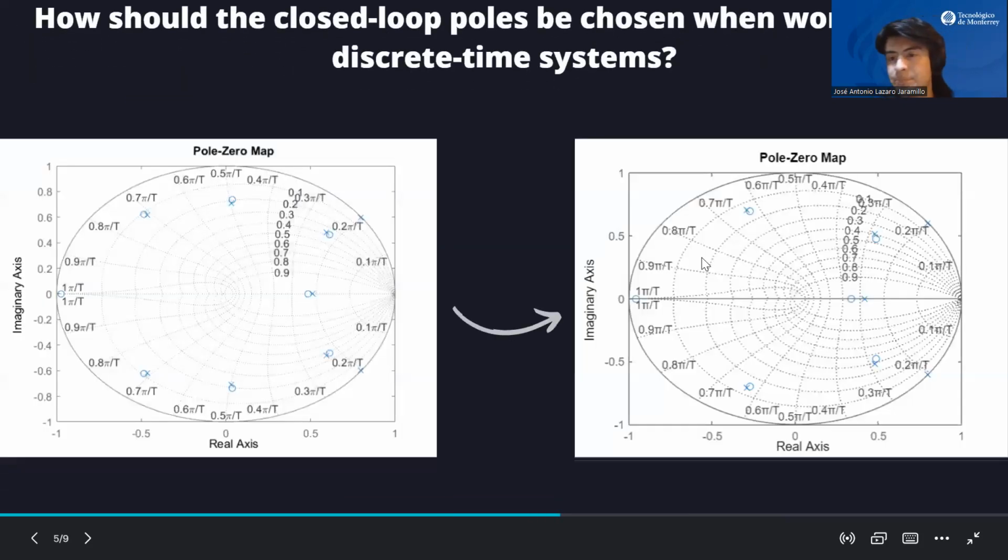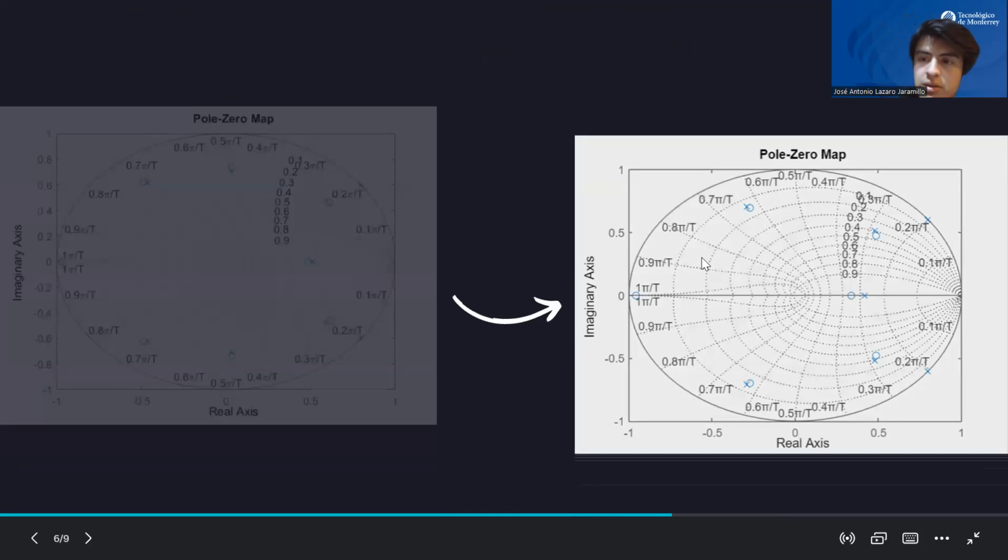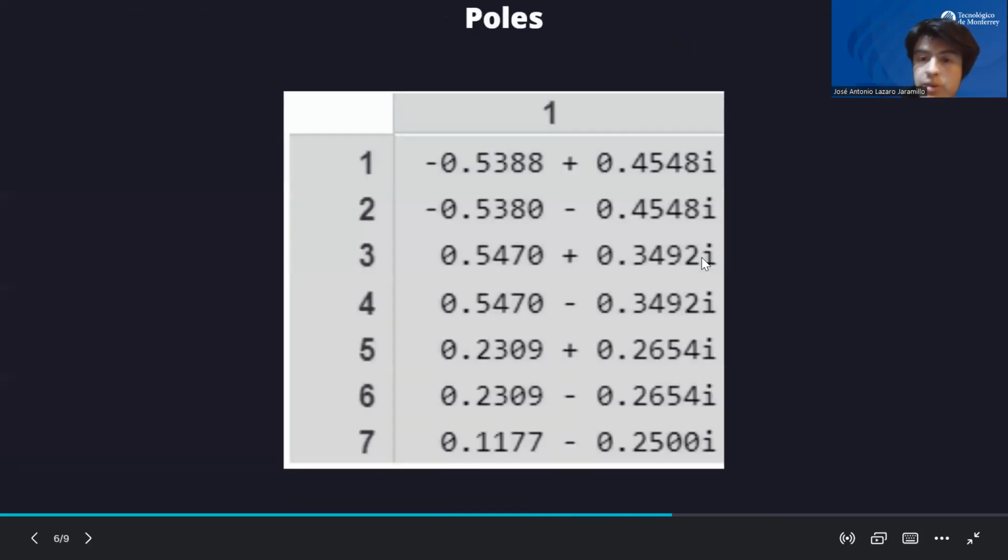After changing the program, I got these pole zero maps. In these maps, we can see how the poles were before and after being analyzed and modified. It can be seen how most of the poles approach the center, which indicates that the system will reach stability faster. These are the poles that were modified and analyzed to get the previous maps.